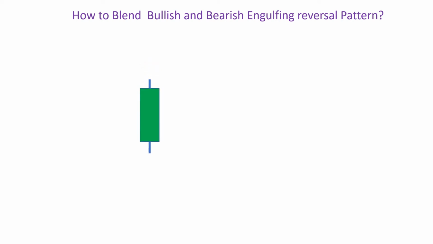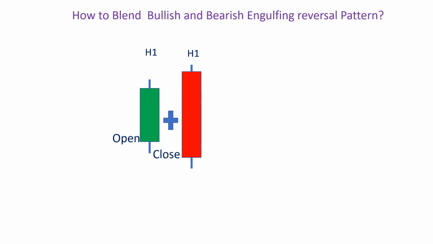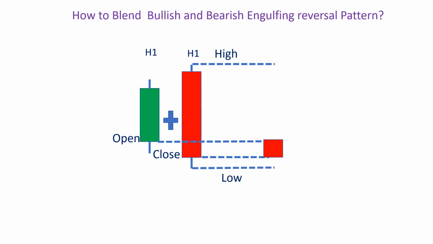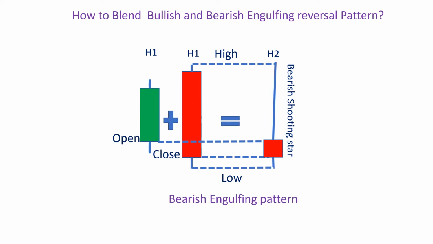Now let's assume this is a bullish candle with H1 time frame and we want to blend this one with a bearish candle with H1 time frame. We take the open of the first candle, we take the close of the last candle, and we take the portion between open and close, and we take the high and a low of the pattern, and the outcome is going to be a bearish shooting star with H2 time frame, and this is bearish engulfing pattern.